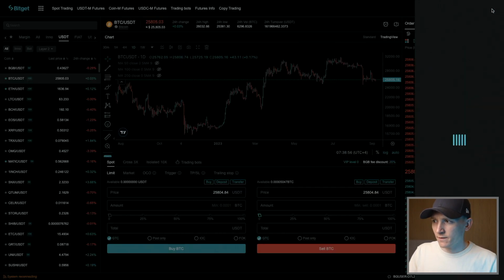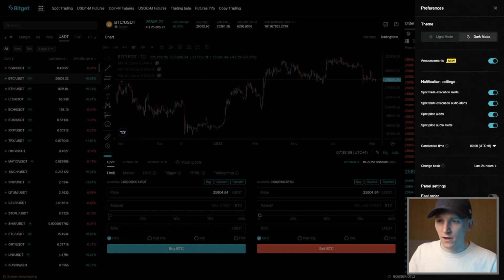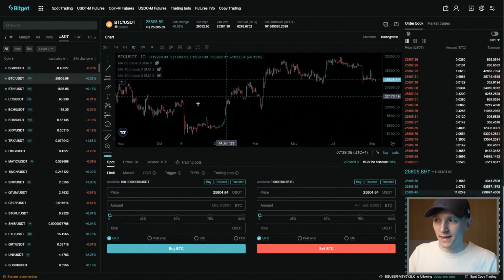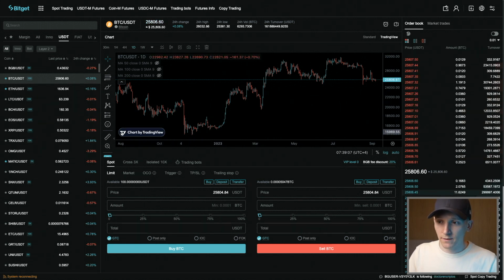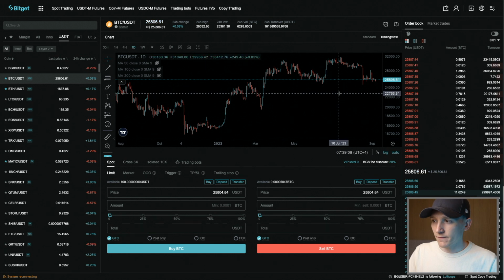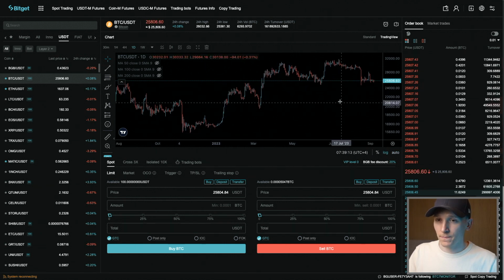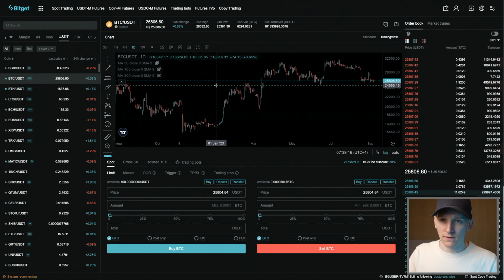If you go to the settings, you can change the layouts and some of the alerts that you get. I'm just going to keep it like this for now to keep it simple. So what we can see is the chart right here. Bitget gives you TradingView, which is great. It's a great resource. It's totally free to use. I'll link them below as well because it's a great trading system, but Bitget gives it to you right here.